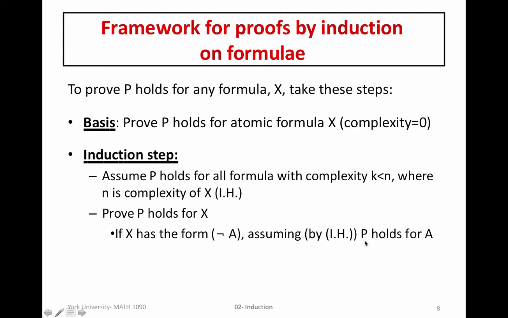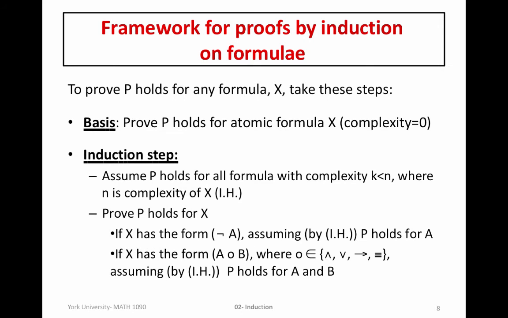So that means that we can apply our induction hypothesis to A because A has complexity n minus 1, which is of complexity strictly less than n. So we know that the property holds for A, and we use this to show that the property holds for x, which has the form not A. However, we have another case. x could have the form A circle B, where circle is any of these binary connectives: and, or, implication or equivalence.